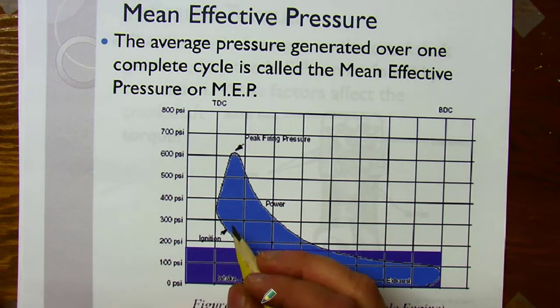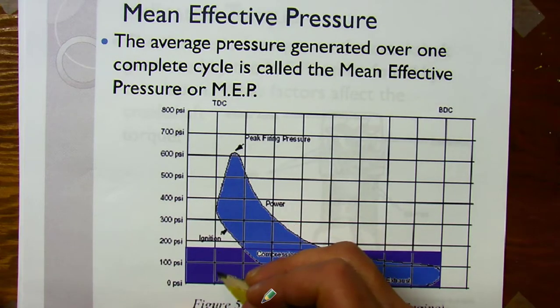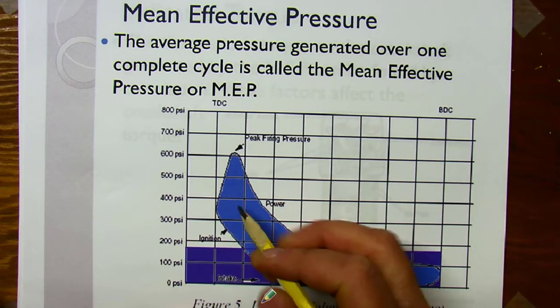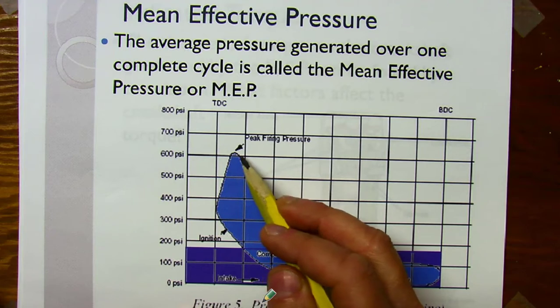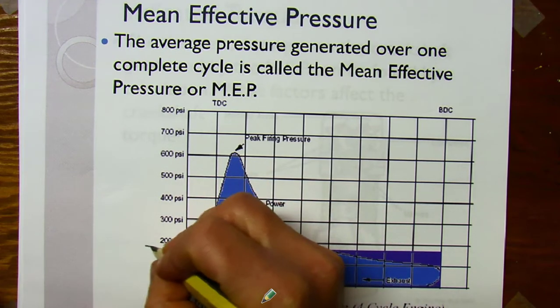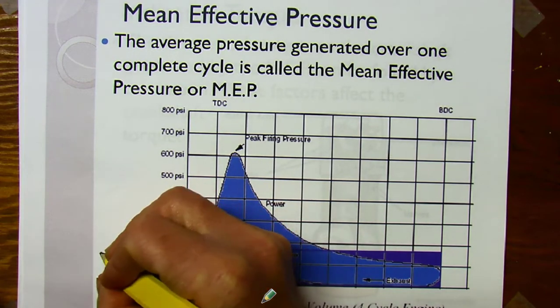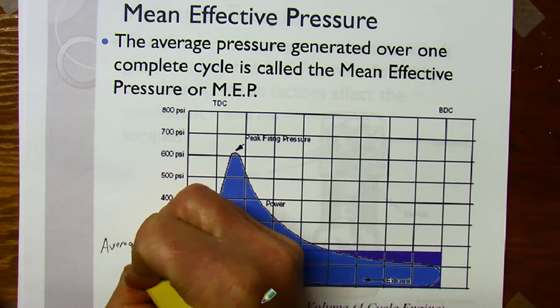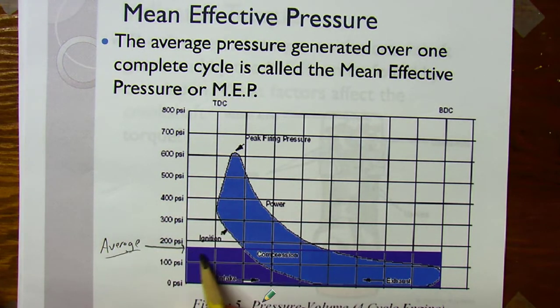If you could average all that out, if you could take the times where there's no pressure in the cylinder and average it out with the times when there's a lot of pressure because the fuel is burning, you get what I have shown here in purple. And this is your average pressure inside the cylinder. Sometimes it's higher, sometimes it's lower.